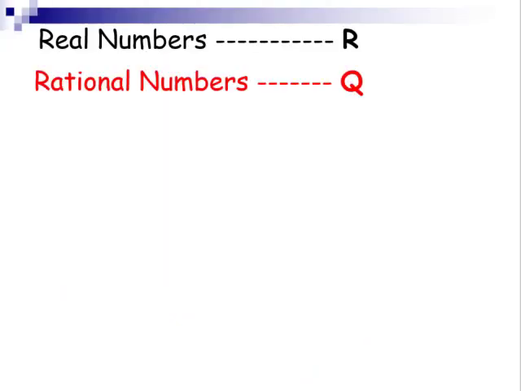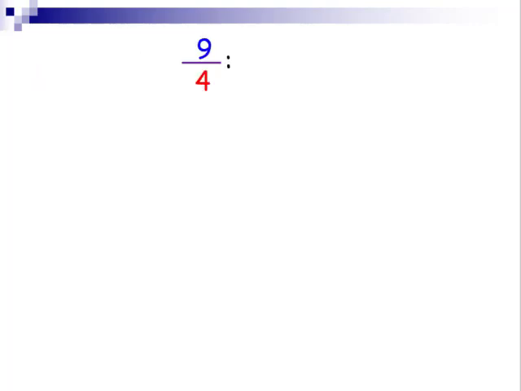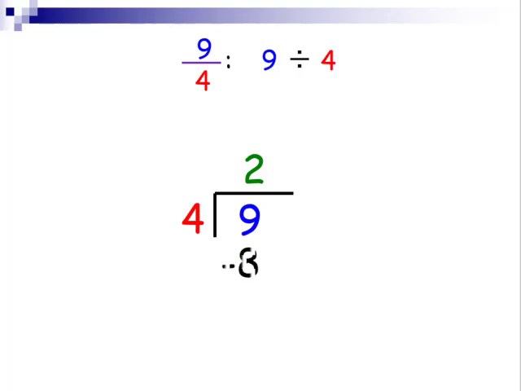Real numbers are represented by the letter R. Rational numbers now can't be represented by the letter R since real numbers have it, so we use the letter Q for quotient. Fraction 9 over 4, which is 9 divided by 4. When we write it, 4 goes into 9 2 times. 2 times 4 is 8. 9 minus 8 is equal to 1. 1 becomes the numerator or our divisor.